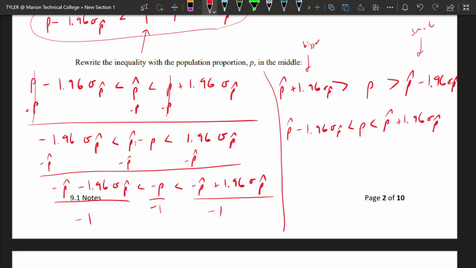Right, so we get this. So now p, my population proportion, is going to be in between p hat minus 1.96 times sigma p hat and then p hat plus 1.96 times sigma p hat.